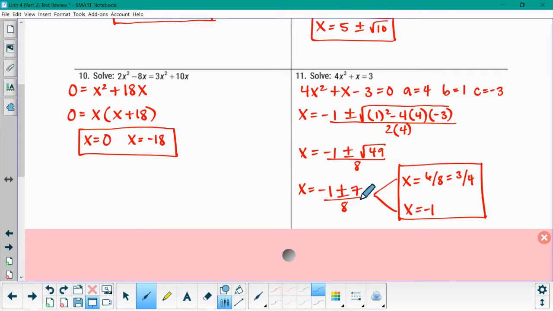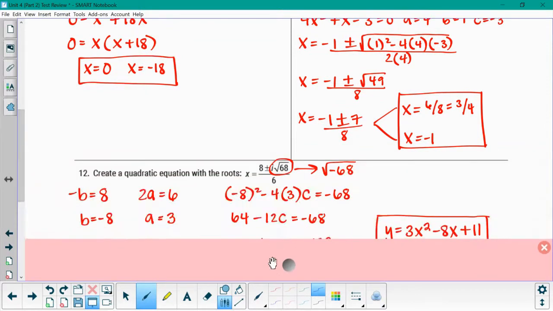I do have 2 solutions. One is going to be the plus, one is going to be the minus. So negative 1 plus 7 is 6 all over 8. If you can simplify your fraction, you should. This simplifies to 3 over 4. Negative 1 minus 7 is negative 8 over 8, which is negative 1.